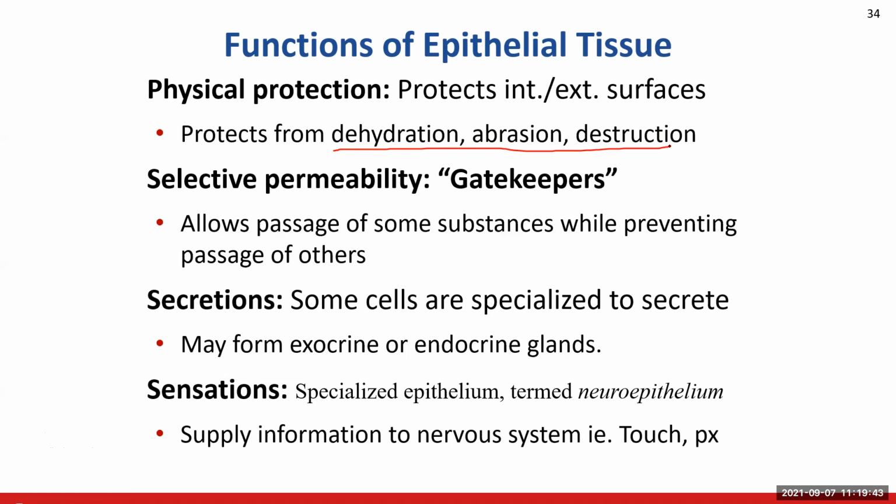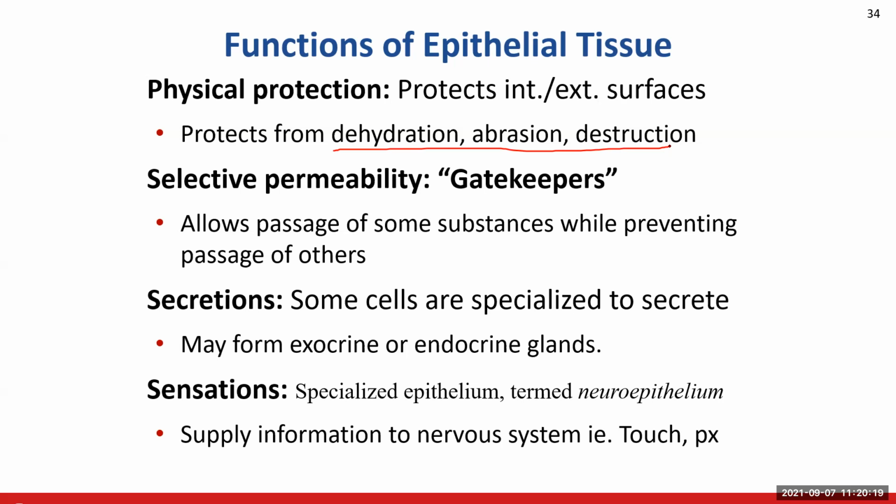Now, an interesting function of epithelial tissue is the next, selective permeability. Basically, it makes it the gatekeepers. Similar to the plasma membrane, how the plasma membrane is selective, it lets certain things into the cell and certain things out of the cell. Epithelial tissue is going to follow suit. It's going to allow the movement or passage of certain items, substances, solutes, across the epithelial tissue, while at the same time preventing the movement of other items.